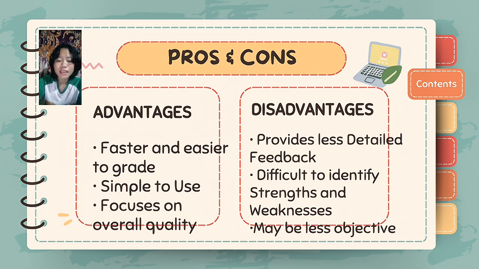Okay? And now let's move on to the disadvantages of holistic rubrics so that we further understand. Okay? So first is it provides less detailed feedback. So, meaning although it is very quick and it's very easy to use, since there is only one score, students may not know exactly what part of their work needs improvement.